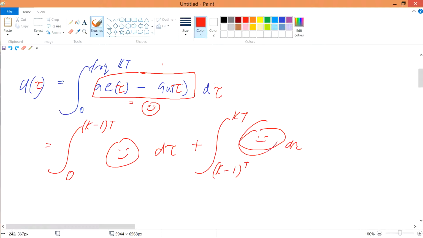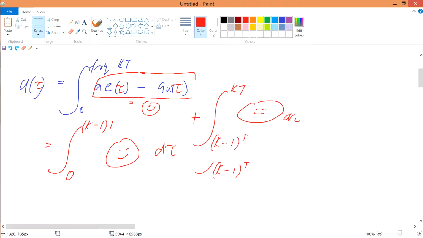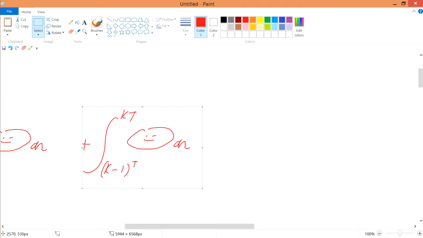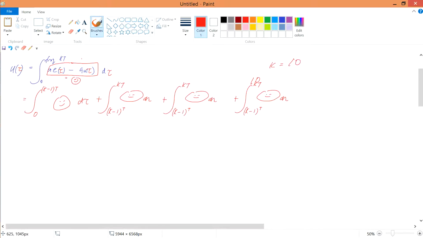This one, I'll just write it as a smiley face. And over here I'll just continue to paste until you reach your particular signal that you want, whatever kt. For example, if you want your k to be maybe 10, then when you reach 10, this is your full integration. If you zoom out a little, you have 10 times of this one, or 11 times, I don't know, but you're going to add up all of them together if k equals 10.